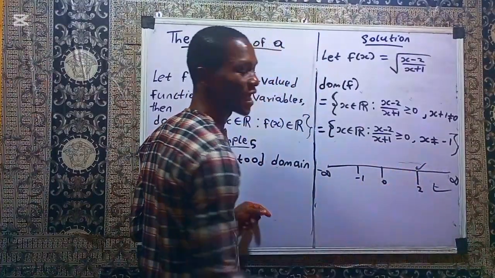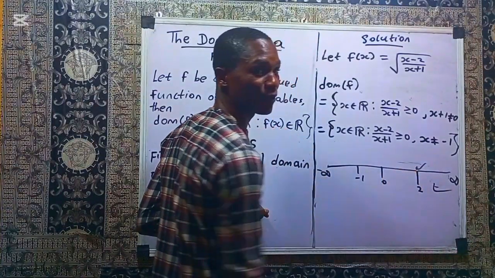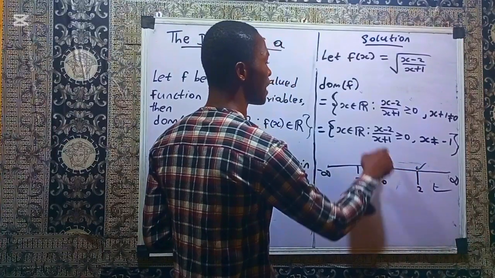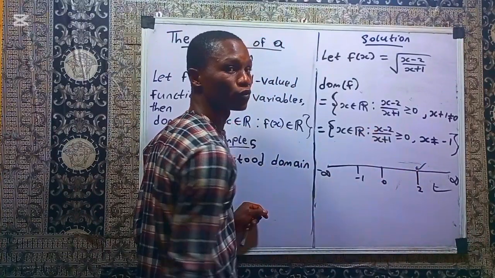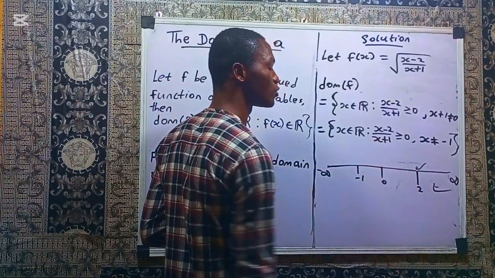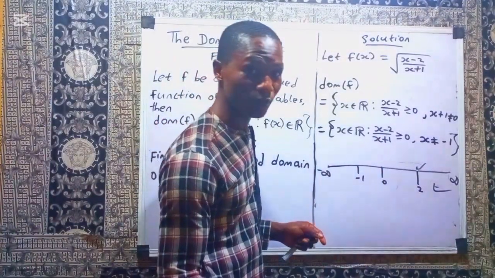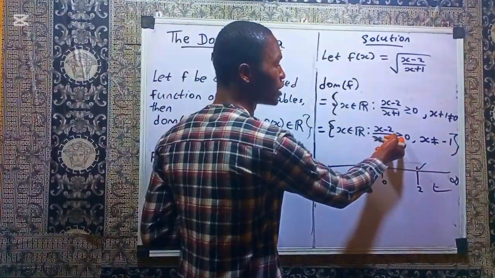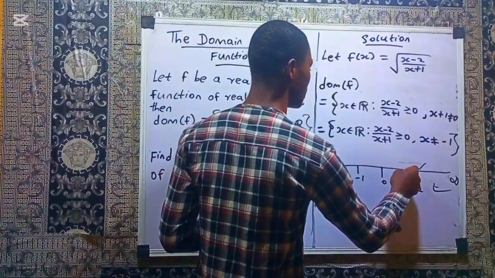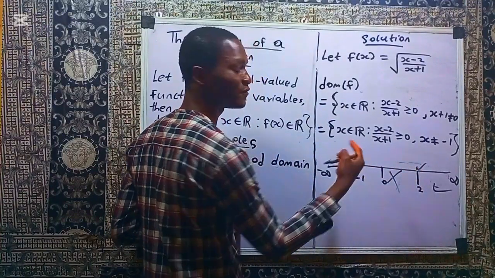Then come to the left side of 2. Left side of 2, pick any number at the left side of 2. I know 1 is somewhere here, right? At the left side, 1 must be somewhere here. So if I put 1 here, 1 minus 2 is what? Minus 1. If you put 1 here, 1 plus 1 is what? 2. You'll be having minus 1 over 2, which is a negative number. But we are looking for points greater than or equal to 0. So a negative number is less than 0. So this point is cancelled. A number between these 2 and negative 1 is cancelled.